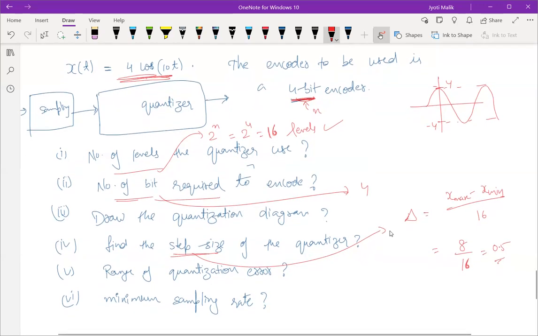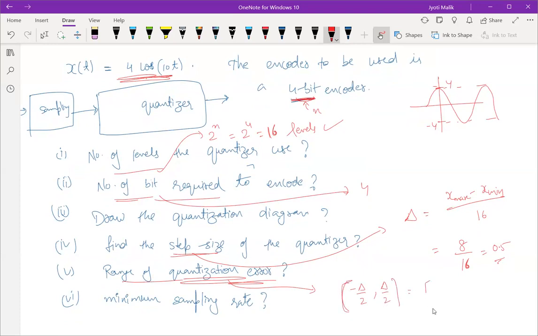Then the range of quantization error. Quantization error, I told you, lies in the range from -delta by 2 to delta by 2. So it will be this divided by 2. So -0.25 to 0.25. This is the range of quantization error.